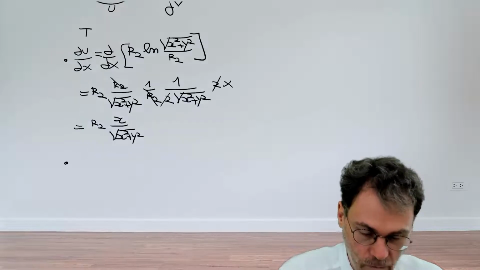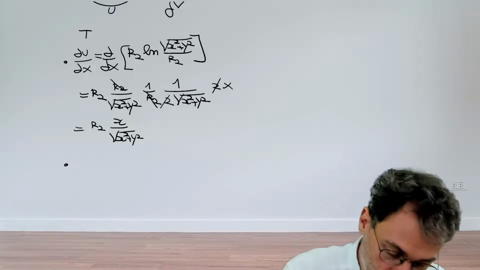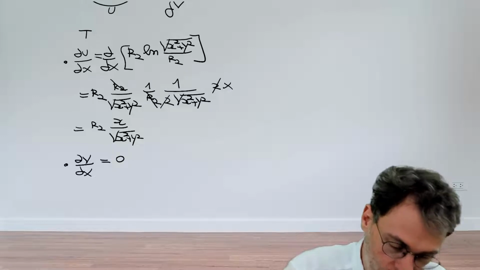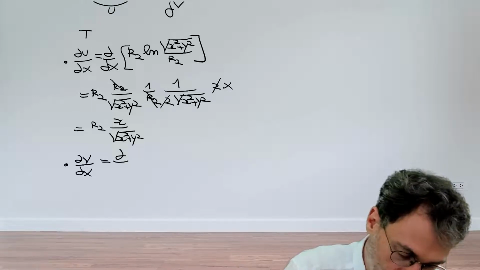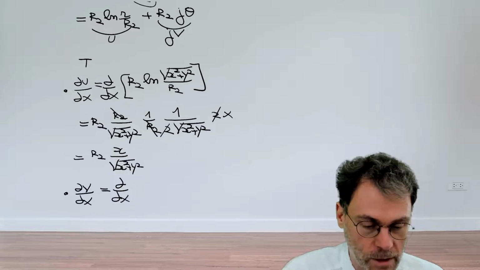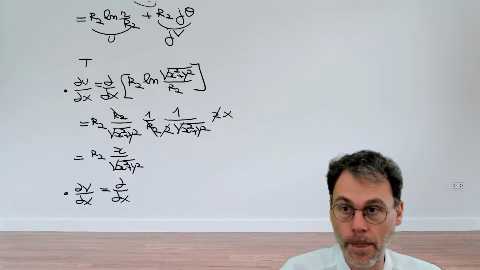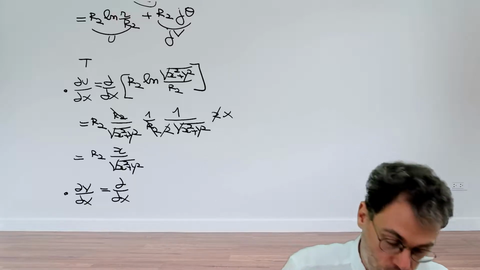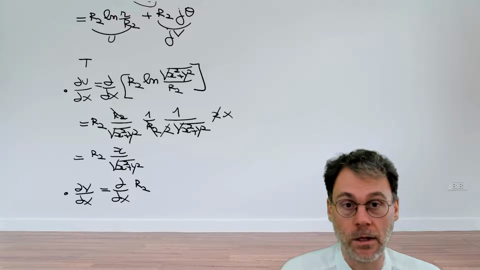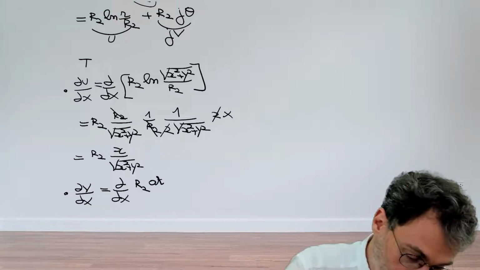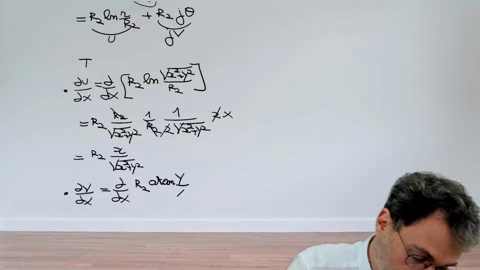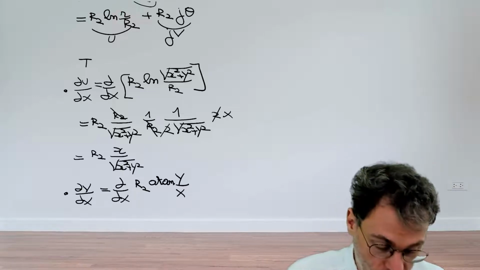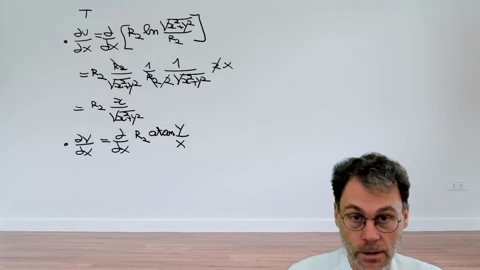Let's now do the same thing for v. So we need to calculate also the partial derivative of v with respect to x. So this time we have the derivative with respect to x of, let's take a look, r2 times theta. So that's r2 times, and then theta, the angle, is given by the arctangent of y divided by x. So again, we need to express this in terms of x and y if we need to take the partial derivative with respect to x.